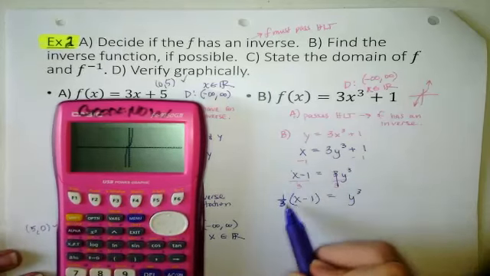And then how do we get y by itself? How do we get rid of a power of 3? We have to do a cube root of both sides. The cube root of the cube cancels out. And so we have the cube root of 1/3 x minus 1 equals y. And I'm going to go ahead and change that to function inverse notation.